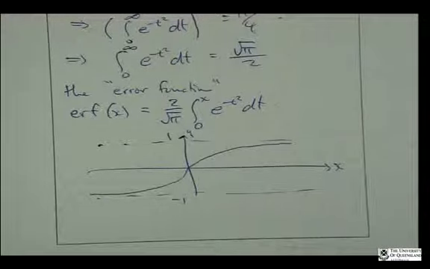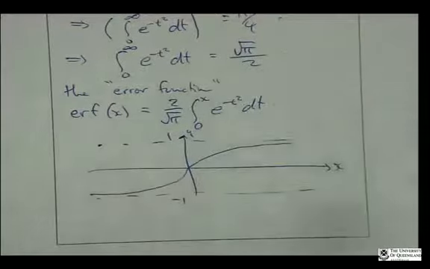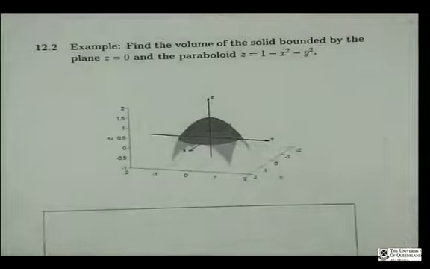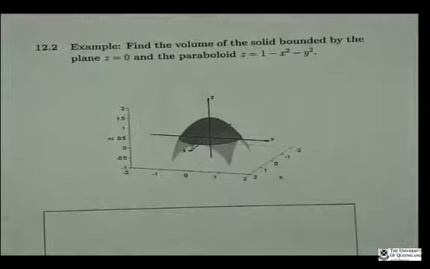For example, even though we can't integrate, we can't write down the antiderivative of this function, we can still work out a value at that limit as the upper bound goes to infinity. So there's just something nice to consider. All right, this next example.